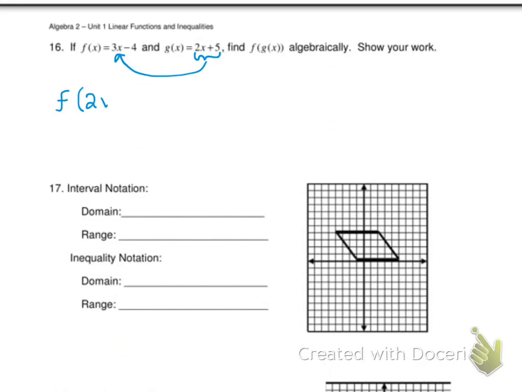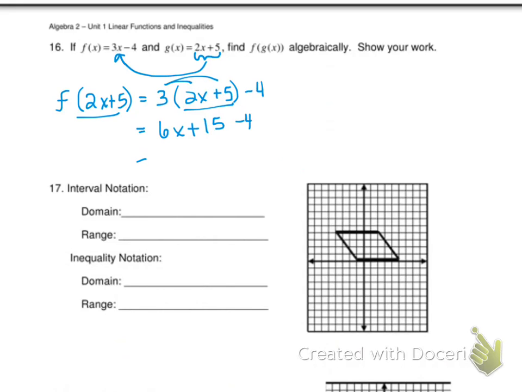Okay, so here we're plugging in G inside of F. So I'm plugging in G inside of F, so 3 parentheses 2x plus 5 minus 4. Plugged it in. Then I'm going to do some distribution, and then simplification. So 6x plus 11. So f of g of x equals 6x plus 11.